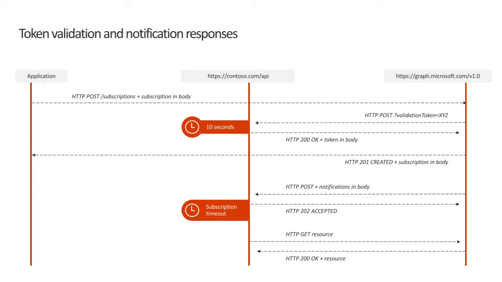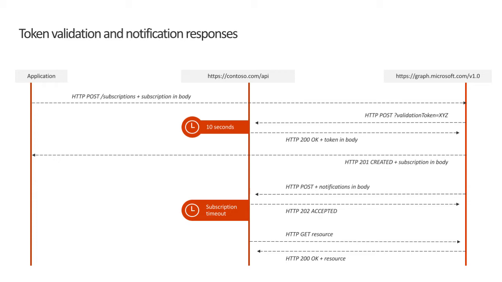And my application's just got a few seconds to respond with an HTTP 200 OK and put the value of that token in a plain text response body. If my API responds within 10 seconds, then my response to the original token request is sent back to my original application. So you see that with a 201 created.